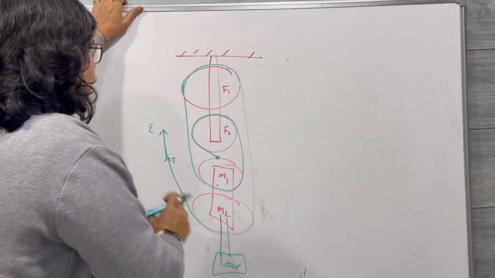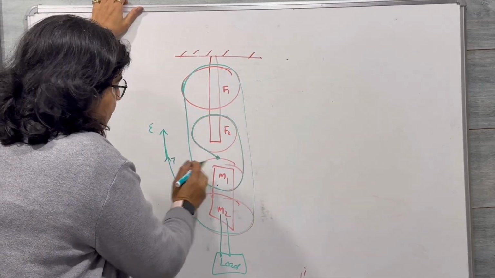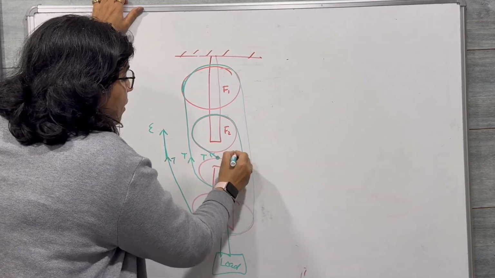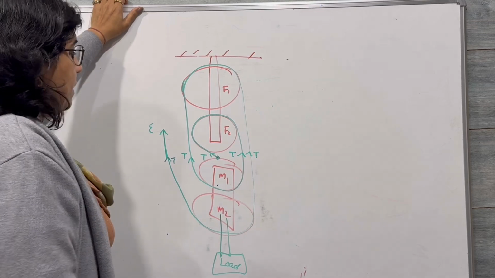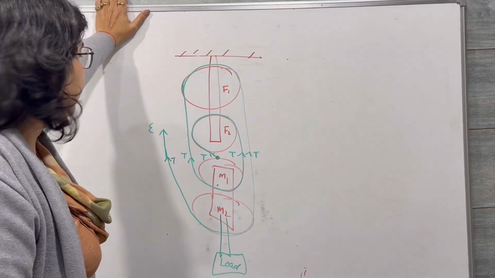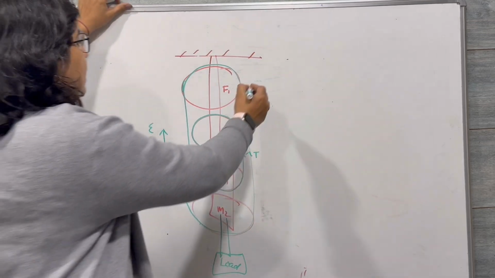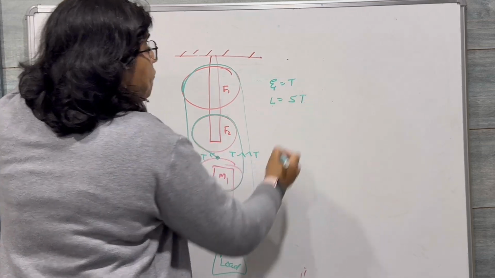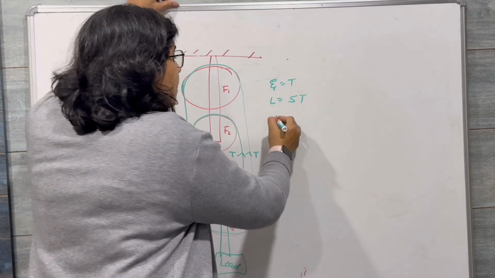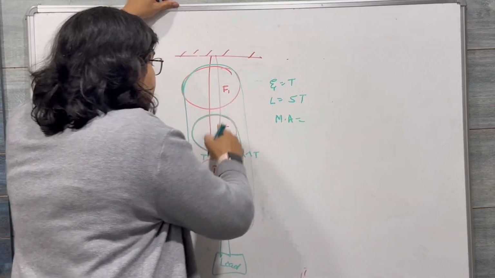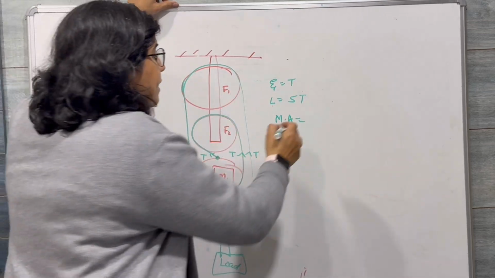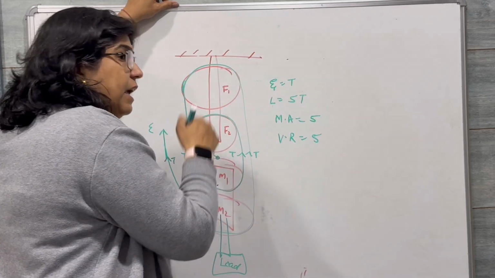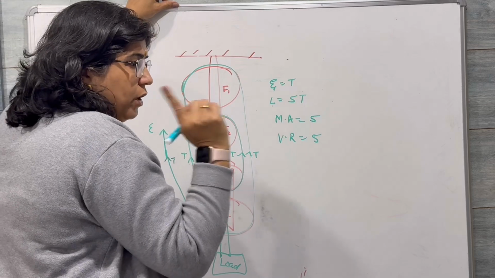Please remember. Now see how many string parts. 1, 2, 3. Don't miss this small one. 3, 4, 5. 5 tensions are supporting the load and the effort. So here the effort is equal to T and load is being balanced by 5 tensions. So here mechanical advantage is not 1, 2, 3, 4. It is not N. It is 5. The velocity ratio is also 5. This is a different case. Please do this before going for your board exams.